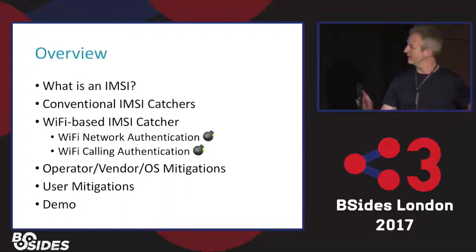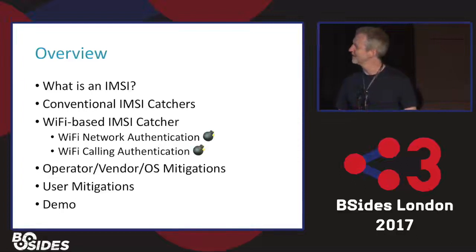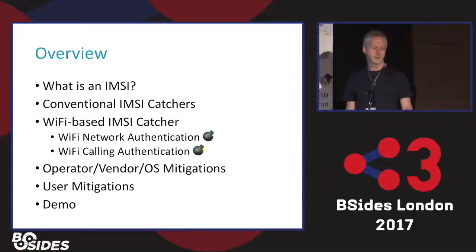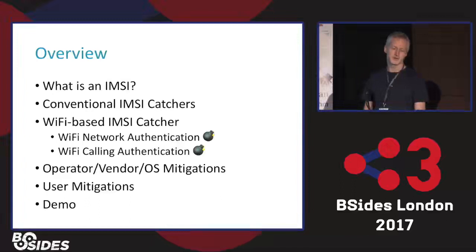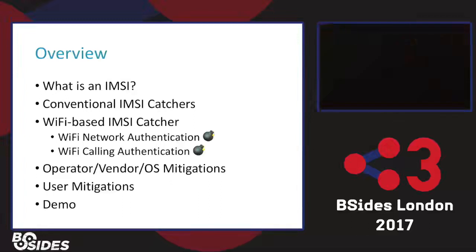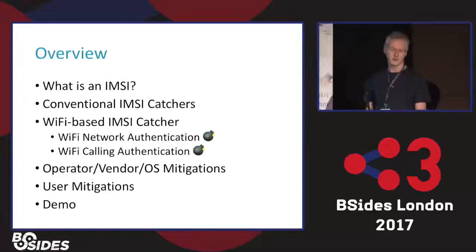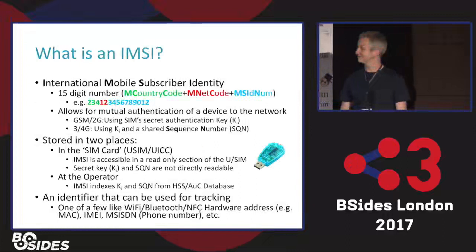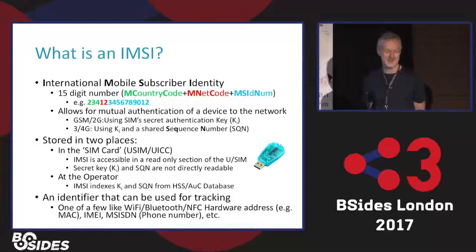And then problems with these two mechanisms that are used over Wi-Fi now on most smartphones: Wi-Fi network authentication, basically when mobiles connect to operator-run Wi-Fi hotspots, and Wi-Fi calling. Then looking at operator mitigations and user mitigations. I'm probably not going to do a demo, sadly, unless there's a big shout for it.